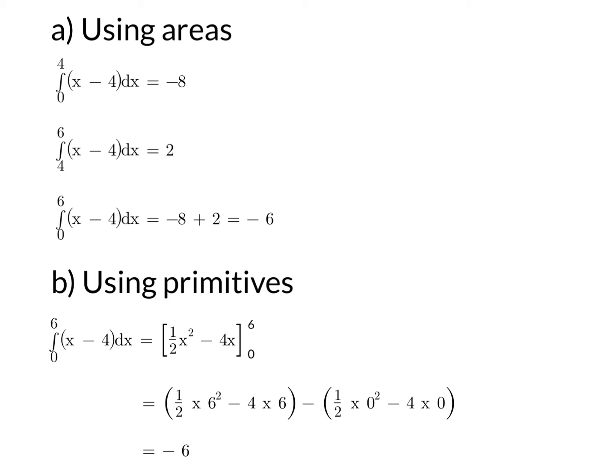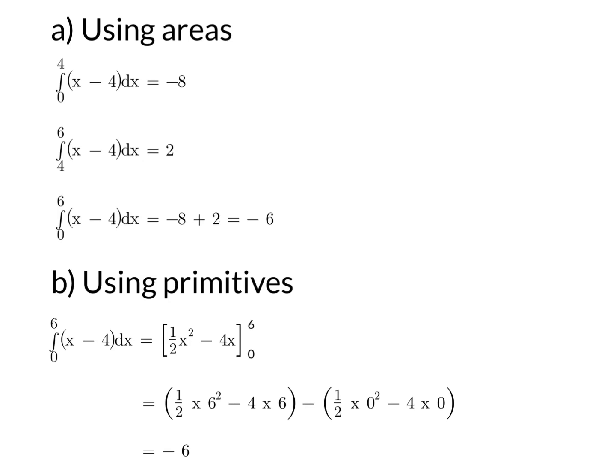So using the areas, the integral from 0 to 4. We know that the area of a triangle is half the base times the height. So it'd be half times 4 times 4. So the area of that triangle is 8. But because it's below the axis, it's minus 8.